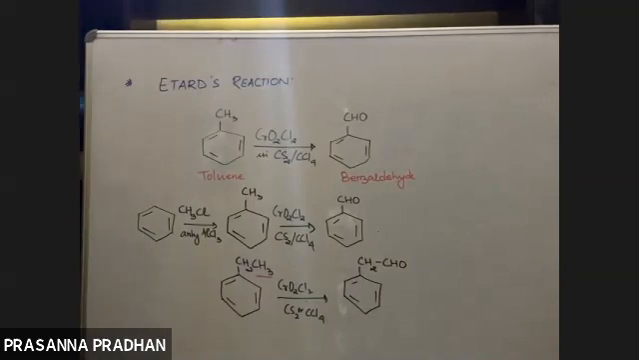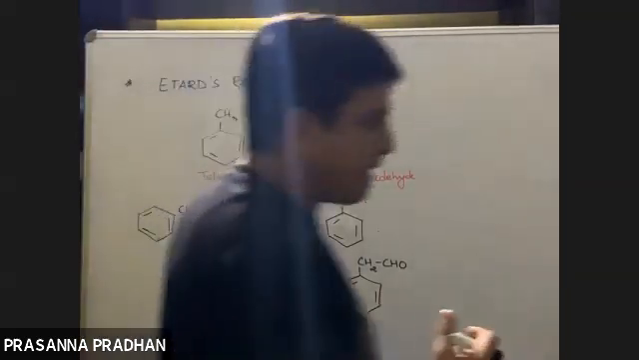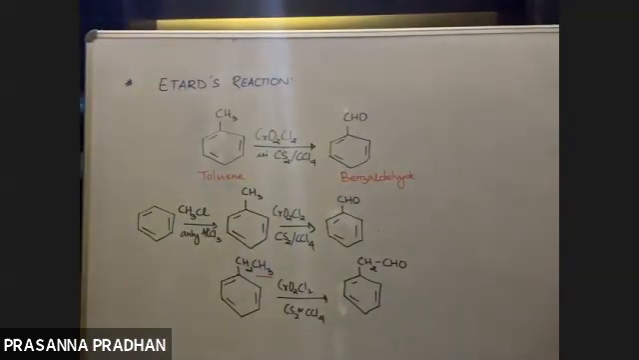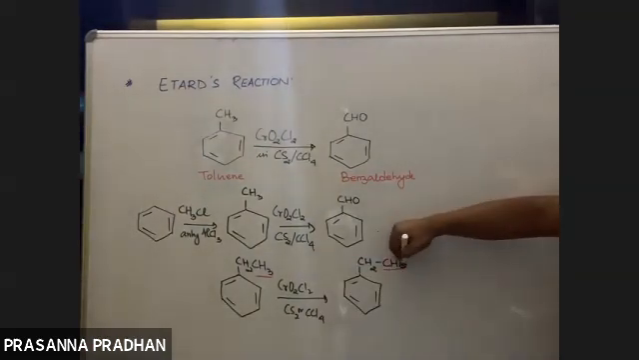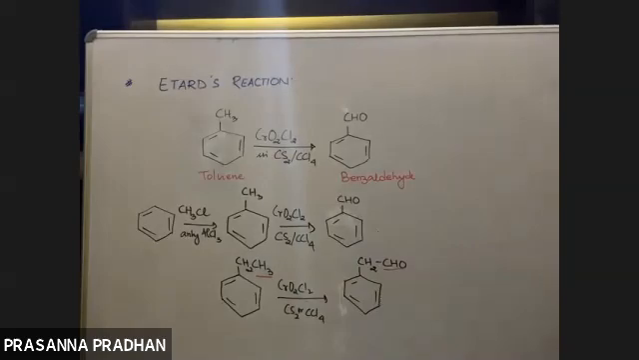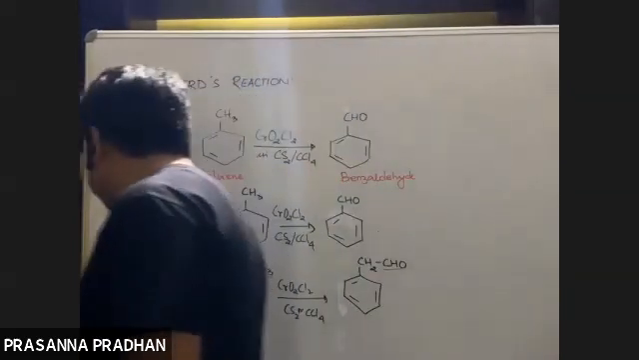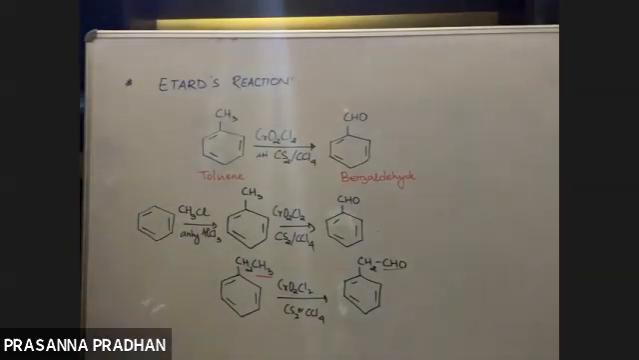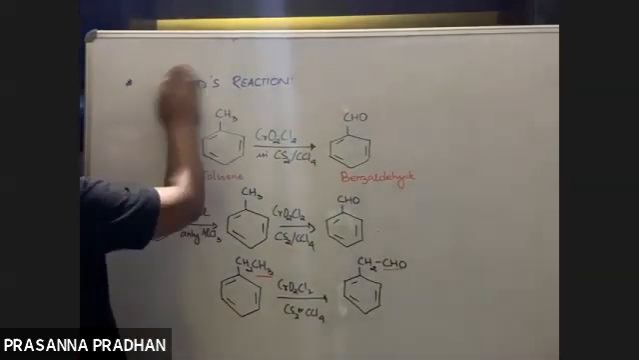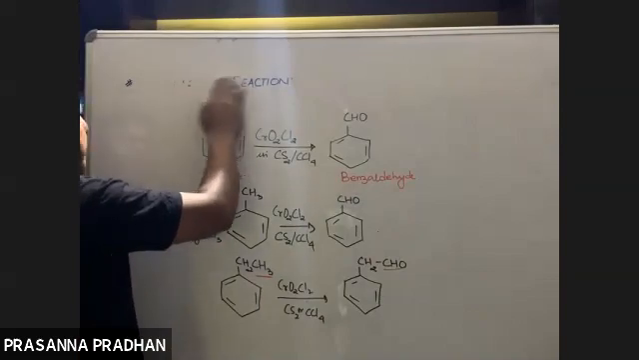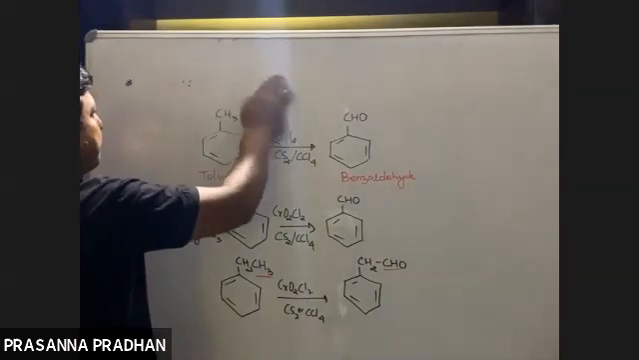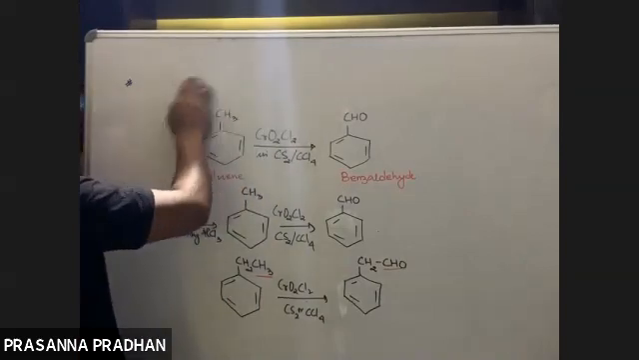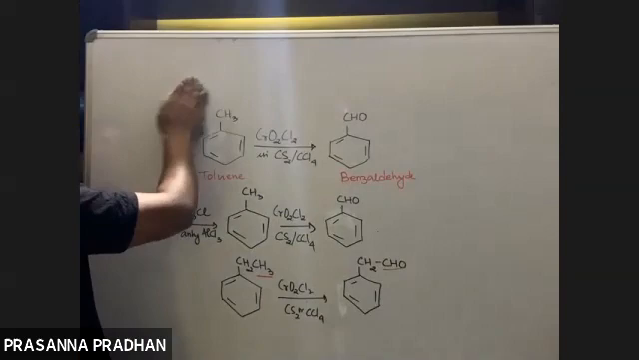So क्या होगा? In Etard's reaction there can be other chains as well. So the end chain, that is the CH3 part, the alkyl part, will get converted to a CHO part like this. And this very famous reaction is known as Etard's reaction. The name of this particular reaction is Etard's reaction. ये particular reaction का नाम है तुम्हारा Etard's reaction.